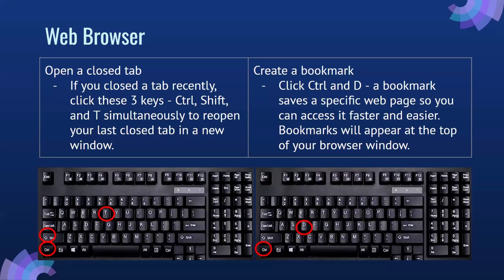If you want to create a bookmark, you can do so by clicking Control and D, and a bookmark saves a specific web page, so you can access it faster and easier. So let's say you were researching something, and then you want to shut your computer to go and do something else, and close all your tabs. Then you can just bookmark it, and when you come back to your computer, you can find the page you were looking at again, so you can continue your research.